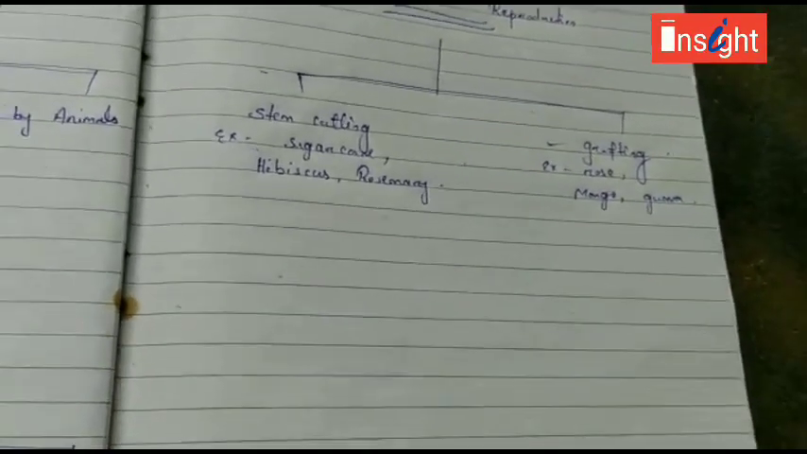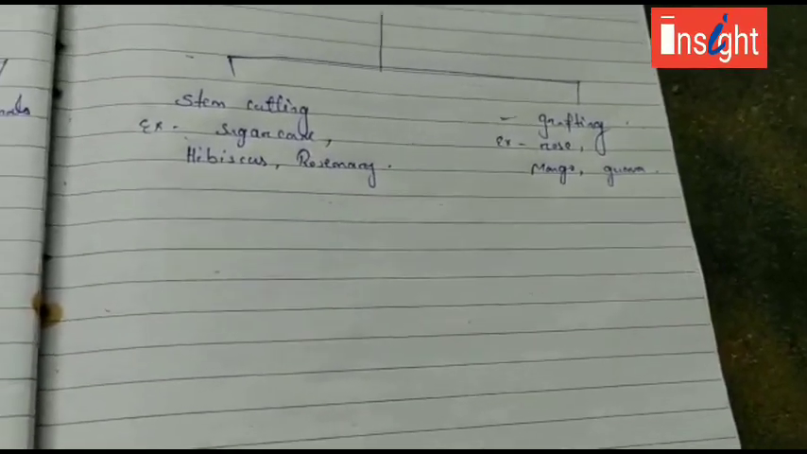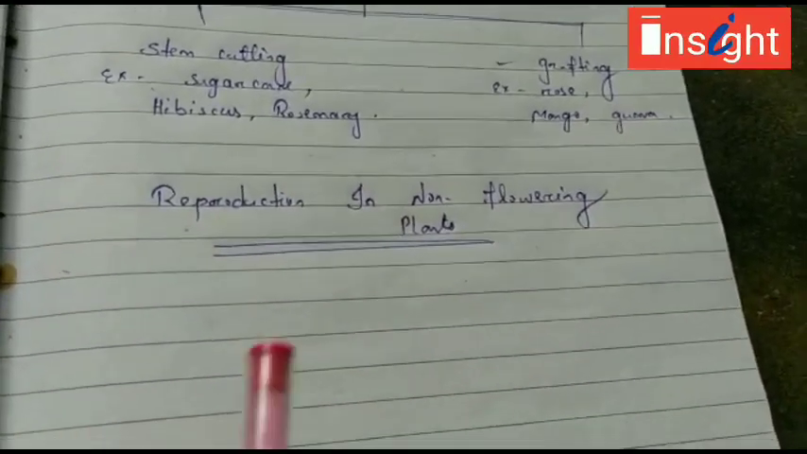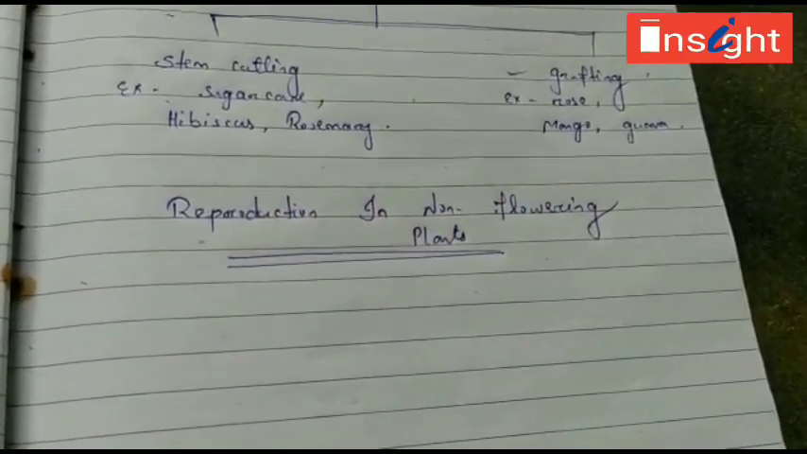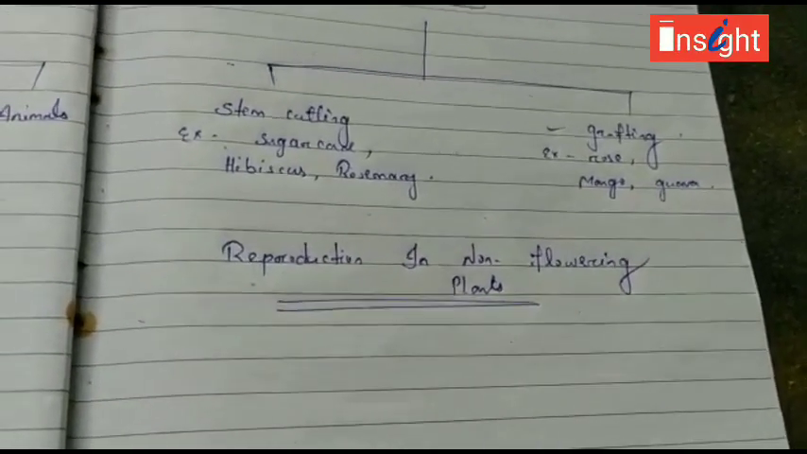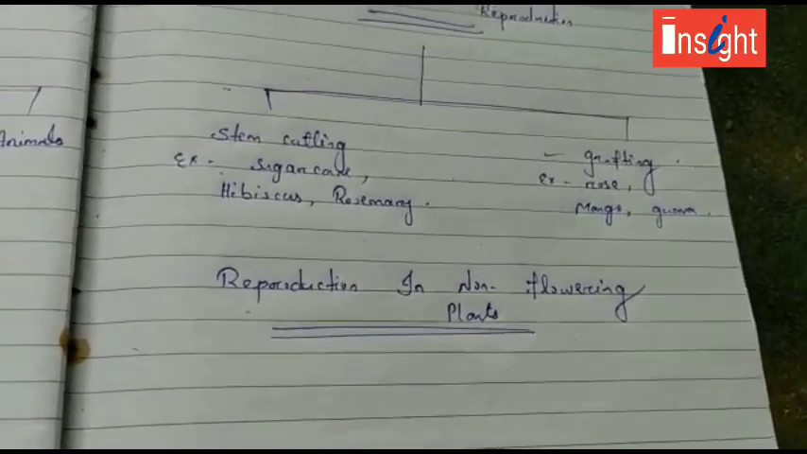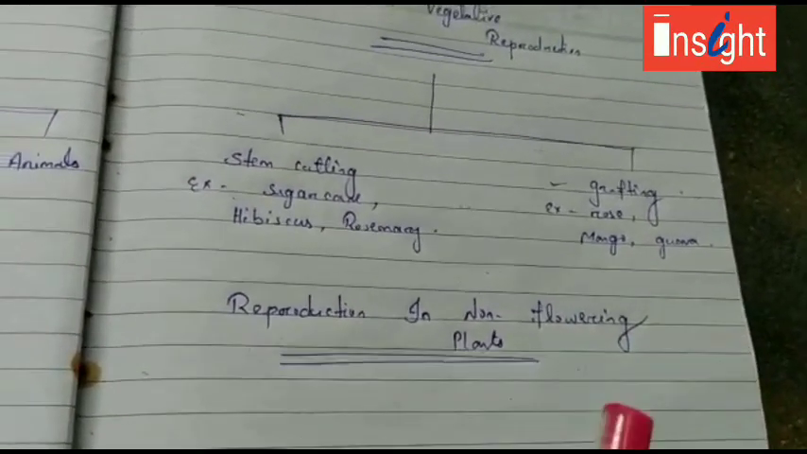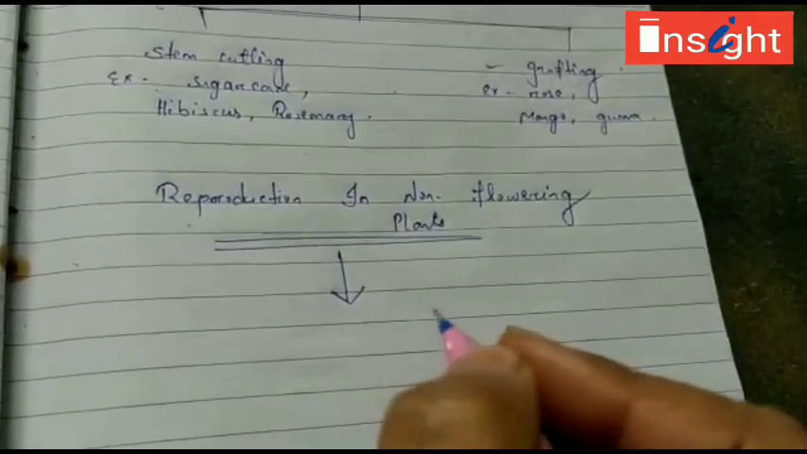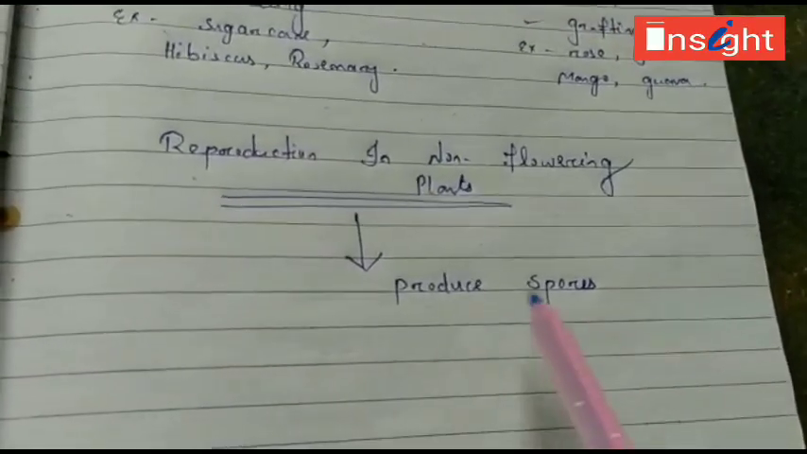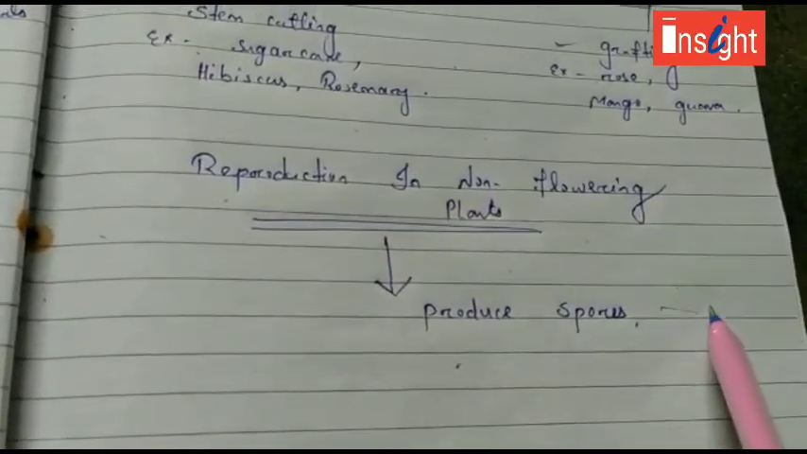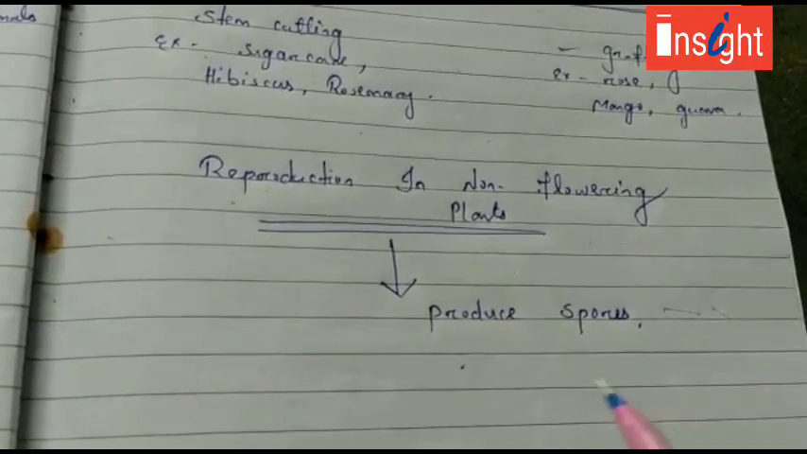Now, reproduction in non-flowering plants. How do plants that do not have flowers reproduce? I told you before that non-flowering plants reproduce by spores. Plants that are not able to produce flowers are called non-flowering plants, and they produce spores instead of flowers. These spores are dispersed by wind, and under favorable conditions they grow into new plants.